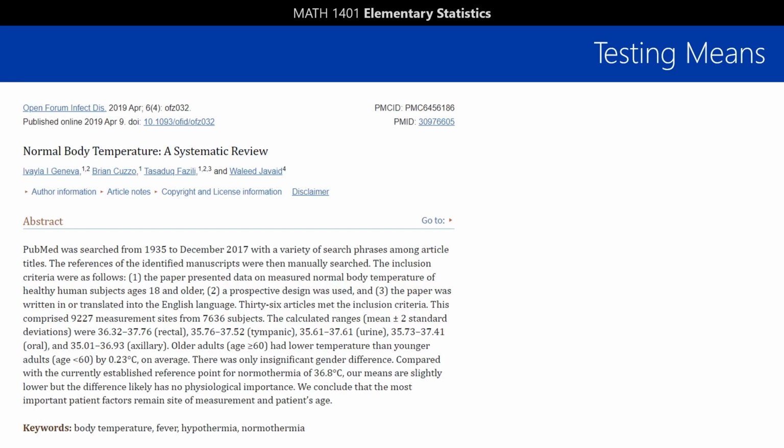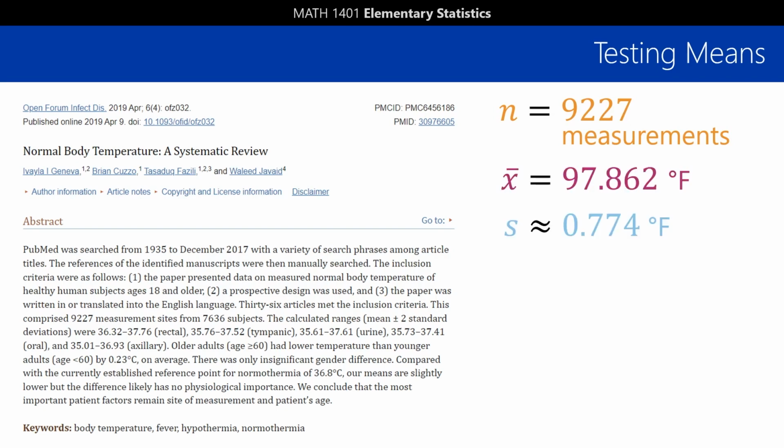In 2019, a paper was published that collected body temperature measurements from 36 separate studies, which altogether gave a sample of over 9,000 measurements. Altogether, when converted from Celsius to Fahrenheit, those measurements had a mean temperature of 97.862 degrees Fahrenheit and a standard deviation of about 0.774 degrees Fahrenheit. I'll let you work out the details on your own. It's good practice. But the test statistic ended up being about negative 9.43.